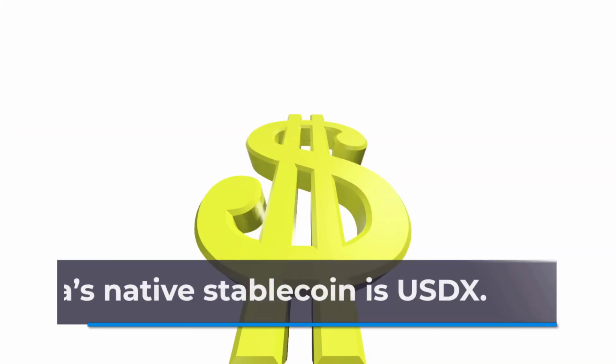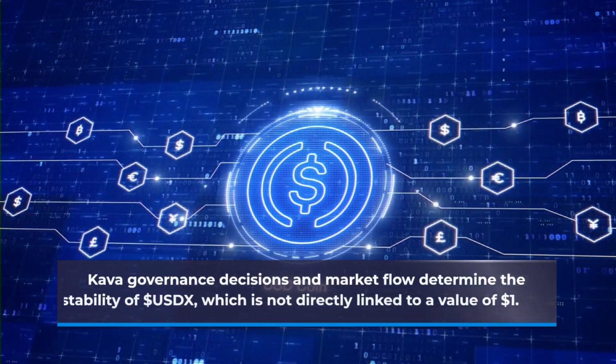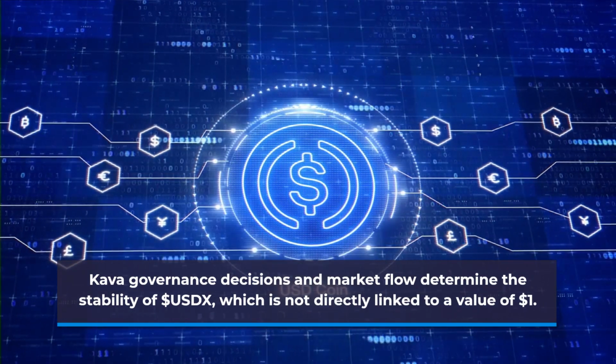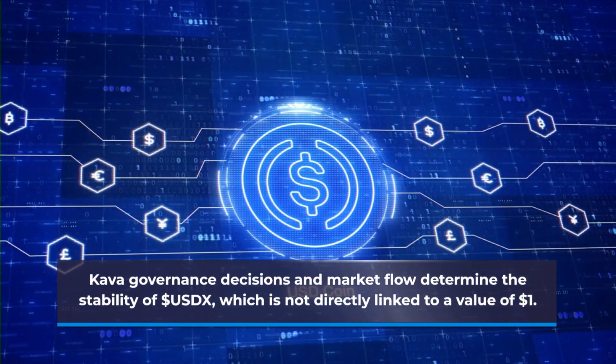Kava's native stablecoin is USDX. Kava governance decisions and market flow determine the stability of USDX, which is not directly linked to a value of $1.